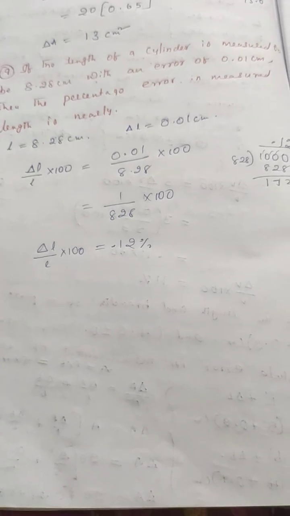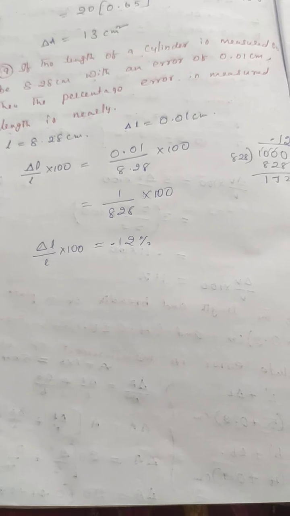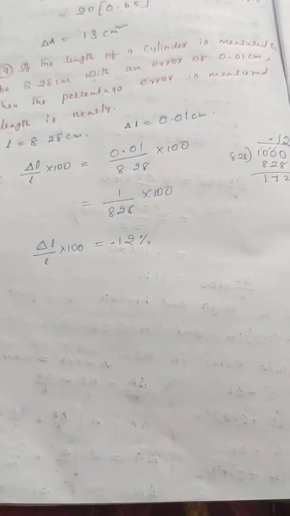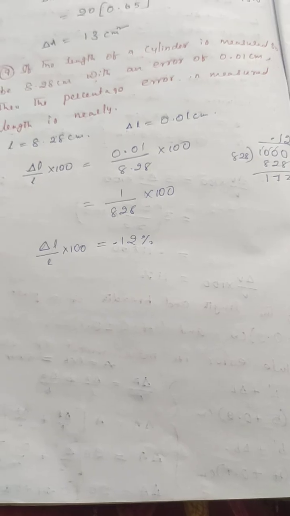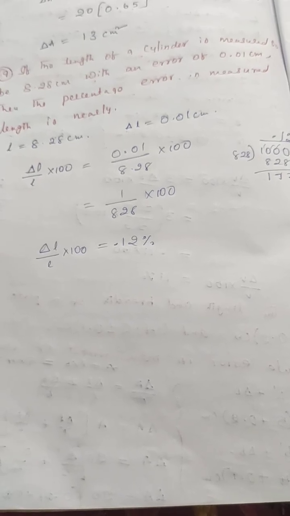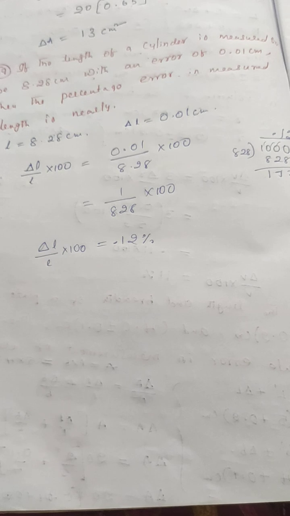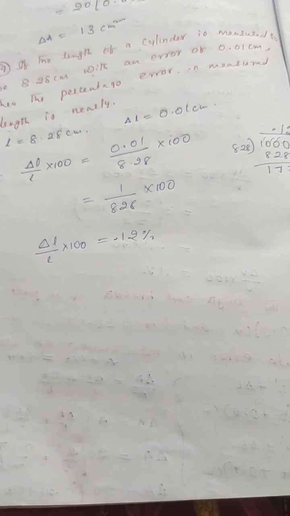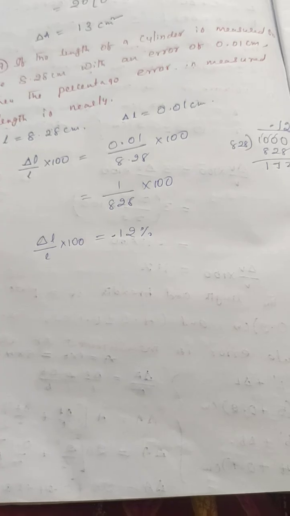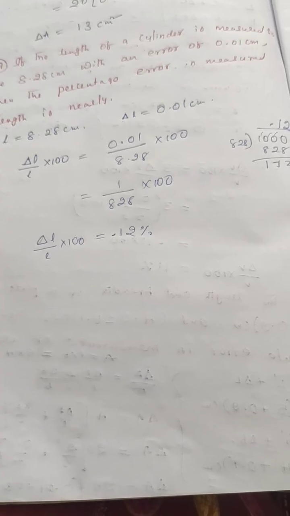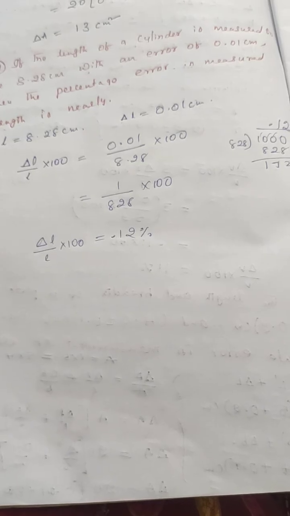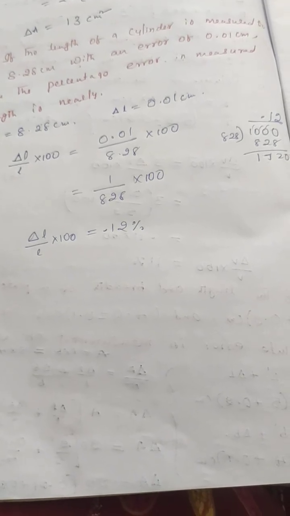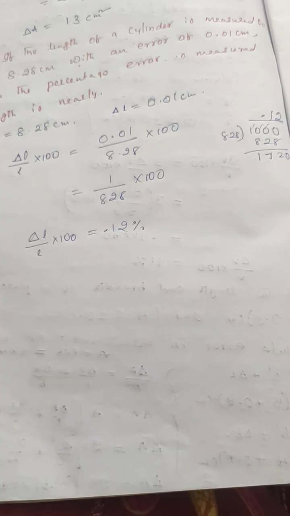If the length of a cylinder is measured to be 8.28 centimeters with an error of 0.01 centimeter, then what is the percentage error in the measured length? L is 8.28, delta L is 0.01. Now percentage error in length is delta L by L into 100. Delta L is 0.01 by 8.28 into 100. This value is 0.12%.